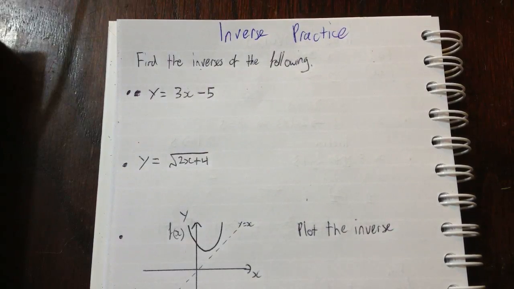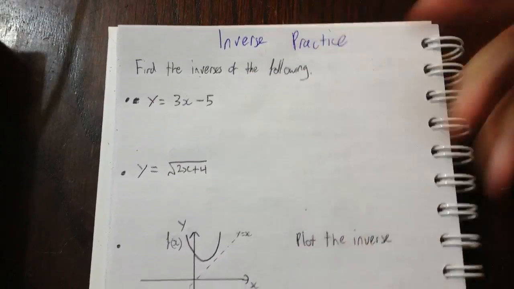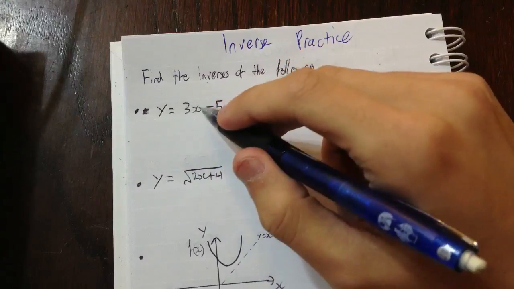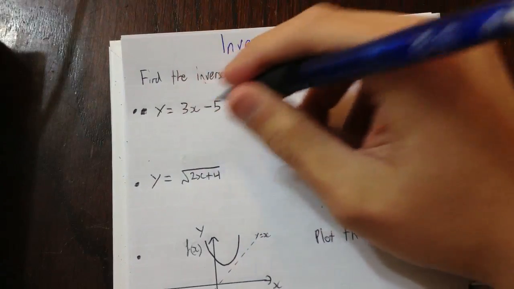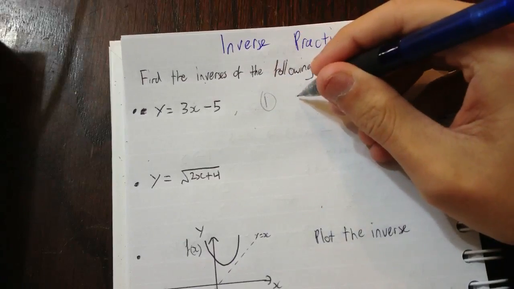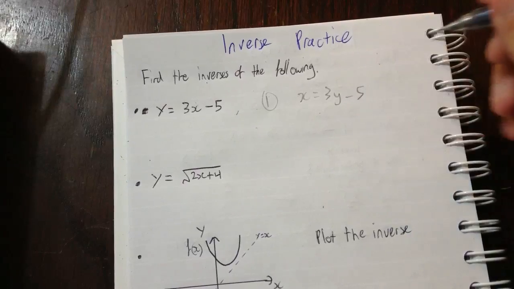Okay, so now we're going to find the inverses of the following. This is some inverse practice, very basic, but it's a good place to start. To find the inverse of this equation, what we want to do is swap x and y. So the first step is step 1: swap x and y. x equals 3y minus 5.